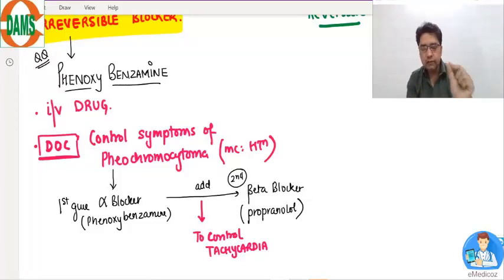In an earlier class, I also told you about one drug, metyrosine. Metyrosine inhibits the production of catecholamine. It is given when you cannot do surgery in your patient.